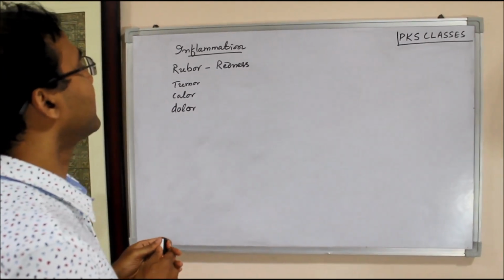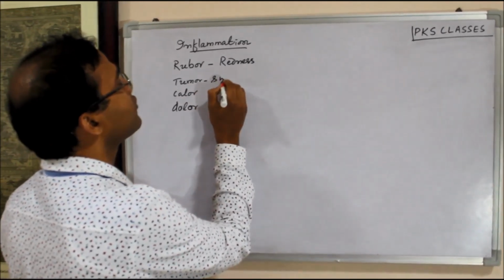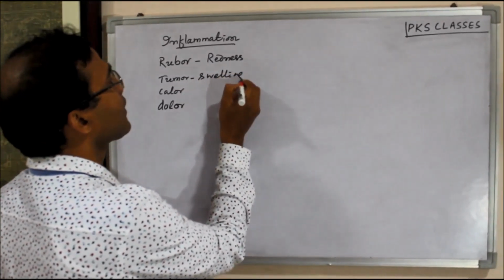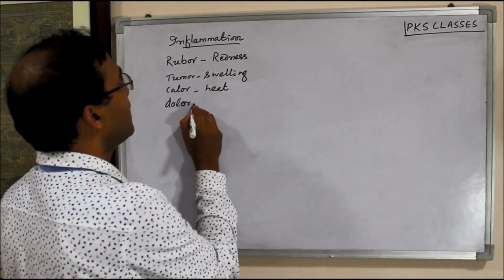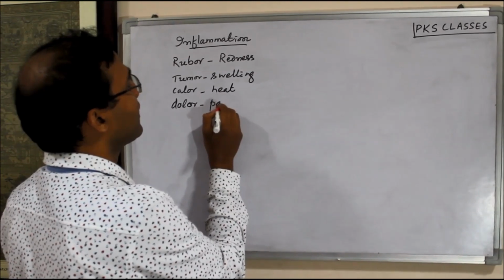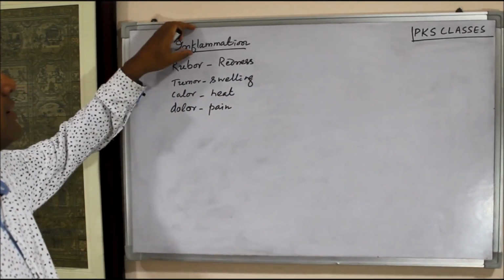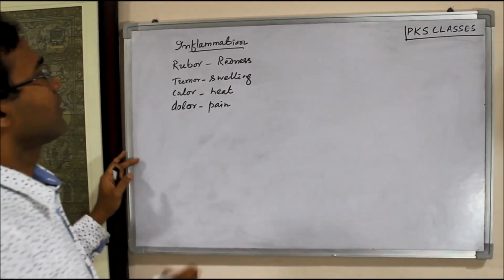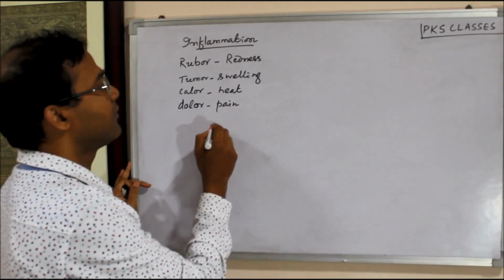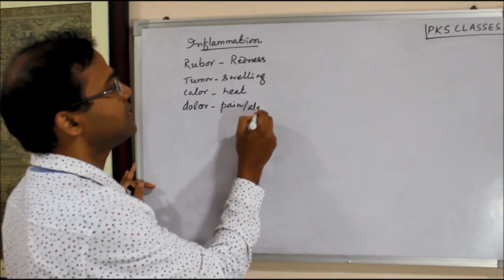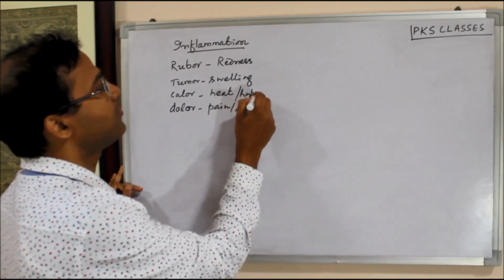Rubor is redness, so there will be redness. Tumor, there will be swelling. Calor is associated with heat, and dolor is your pain. So when there is inflammation, there is swelling, heat produced, pain or algesia, and there is hyperpyrexia.